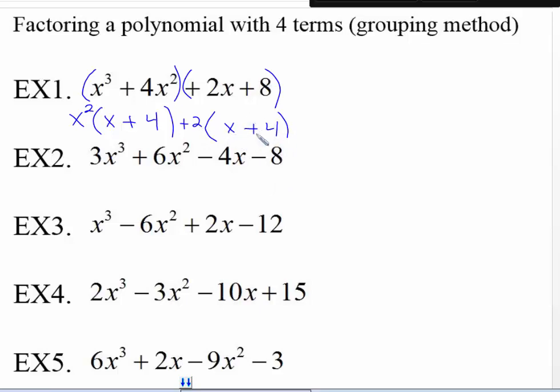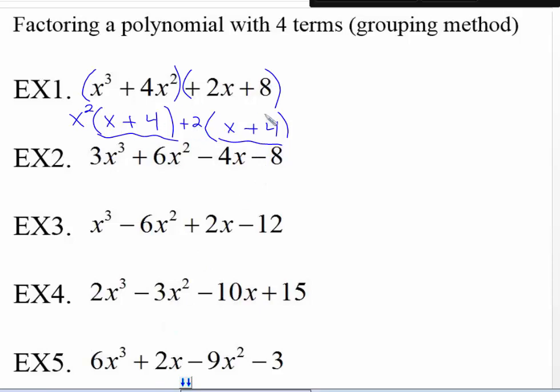If you're doing it correctly, these binomials here need to be exactly the same. That tells you that you're doing the problem correctly. If they're not the same, that means you need to set up some different groups, or you cannot factor this. It all depends on what type of problems you're given. But since they are the same, we can continue.